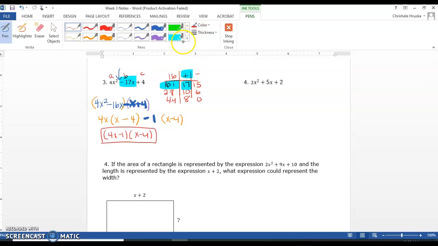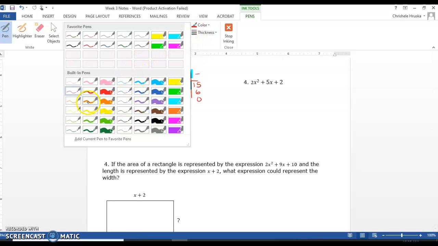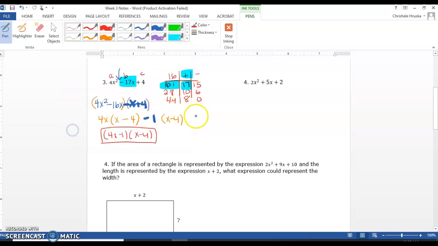I hope you said it. We need to multiply. We need to do our box method. So I'm going to do that on this example just to show you, if you were kind of confused about that negative 1, a way that you can check.